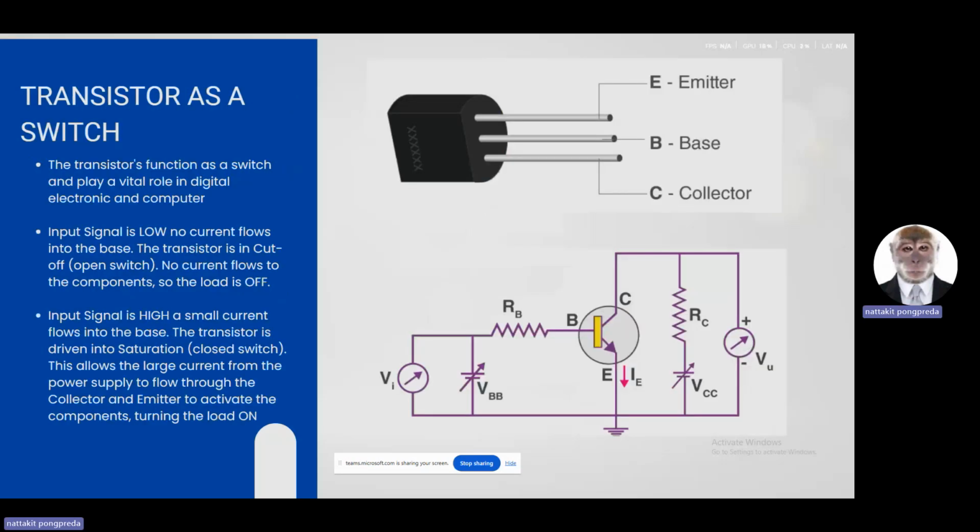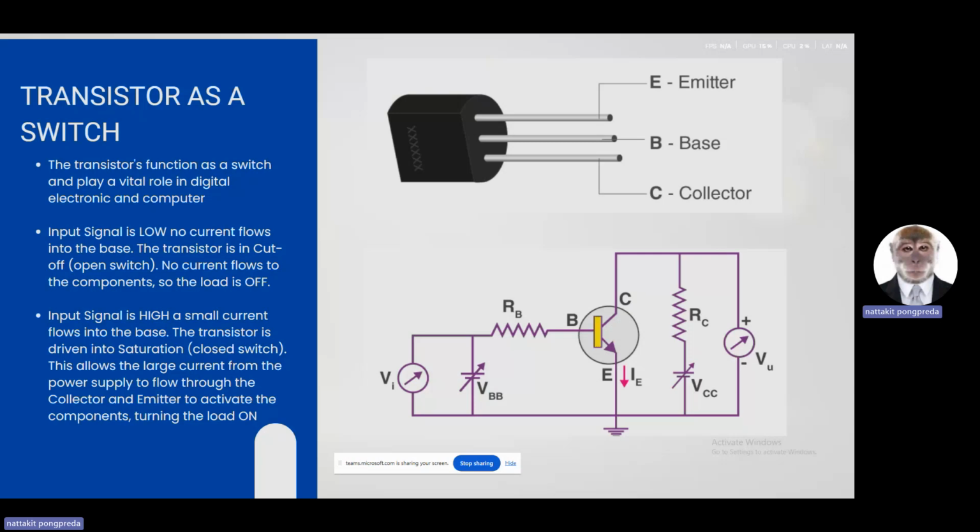Transistor as a switch. You need to know the structure of it. It has three legs: the first leg is the emitter, the second leg is the base, and the third leg is the collector. The transistor functions as a switch and plays a vital role in digital electronics and modern-day computing.